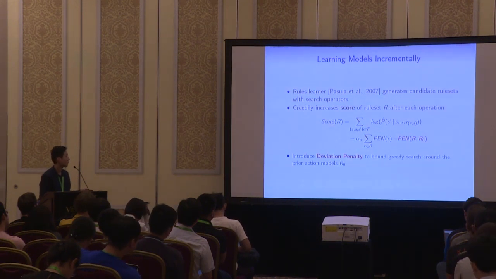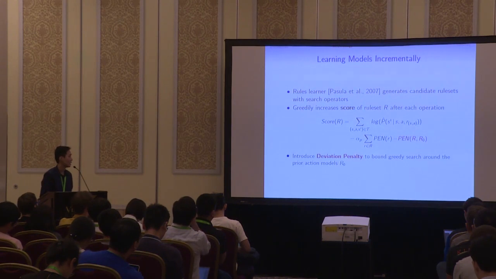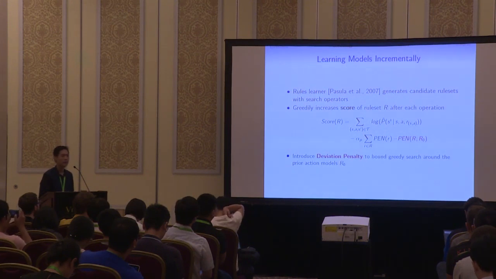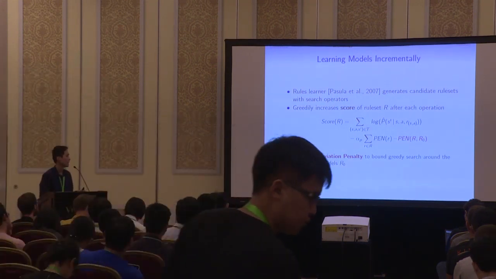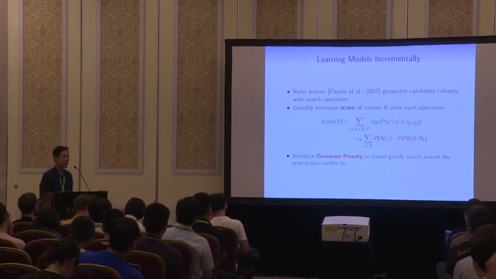So what's in the score function? This is the log likelihood of the training data given the learned model, and this is the complexity of the model, which is basically the number of predicates in the action models. And we introduce a new term, which we call the deviation penalty, where R0 is our prior action model. Basically, this allows us to start the greedy search from the prior action model R0. What this does is that we bound the number of search operators that can be applied on the prior action models. So we're trying to bound the search around the prior action models R0. And we want the deviation penalty to be small if R0 is inaccurate, meaning that we allow the search to mutate the candidate rule set, and vice versa.